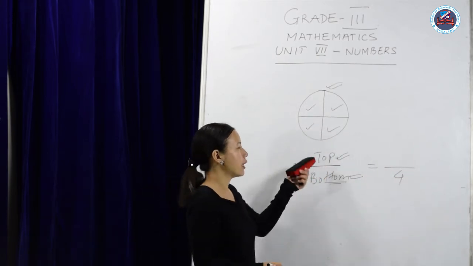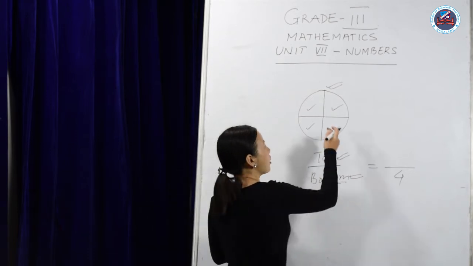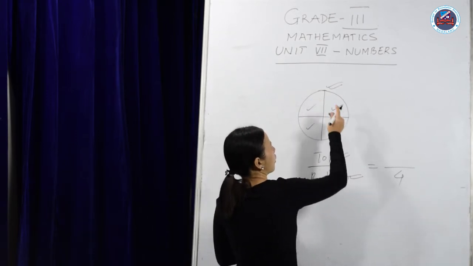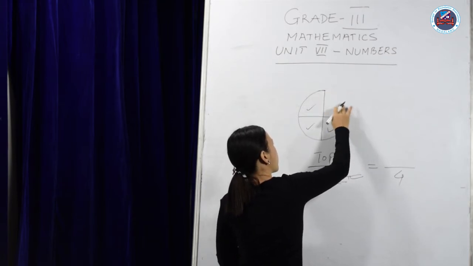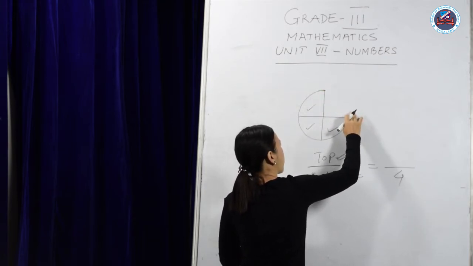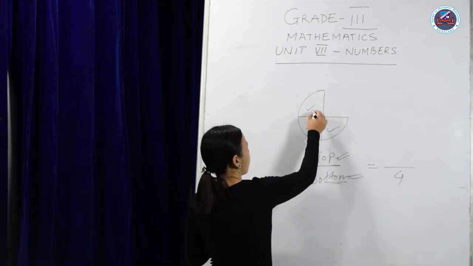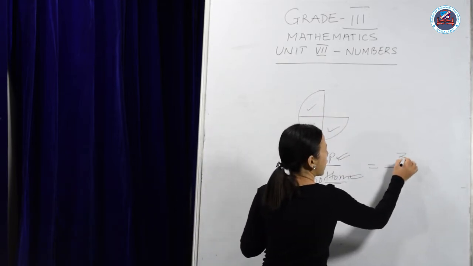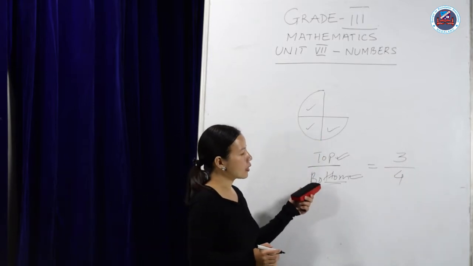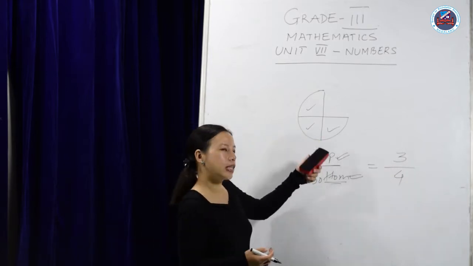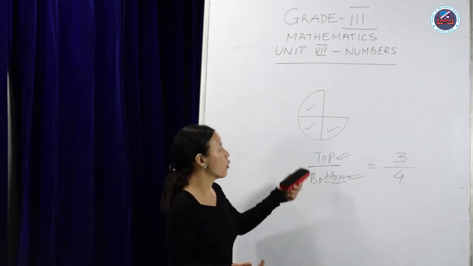Alright? And the number on the top tells us how many of those parts we have. For example, from this 4 parts, if I remove one part of the circle, okay? If I remove this one part, remaining how many parts do I have? 1, 2, 3. 3 parts, so that 3 parts will come here on the top, okay? So know that the bottom tells us how many parts something is divided into, and the top tells us how many of those parts we have.